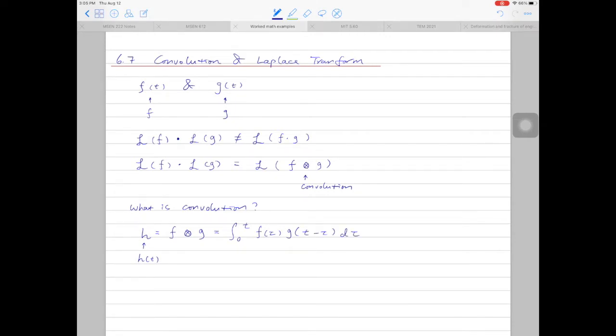Then what is the physical meaning of convolution? Convolution is a measure of overlap of two functions. If there's zero overlap, the convolution is 0. If there's perfect overlap, the convolution will be 1.